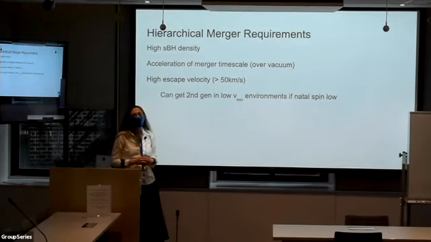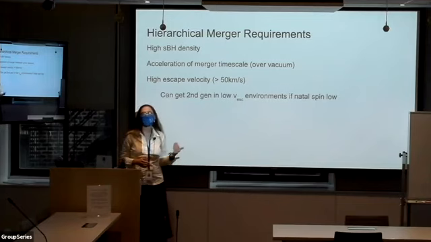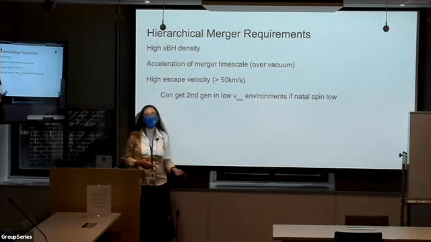So AGN disks, if they are able to overcome those arguments, are your prime candidate location for where you expect hierarchical mergers to happen.